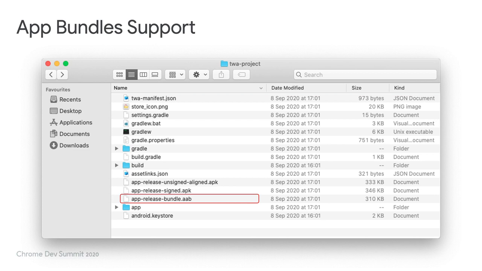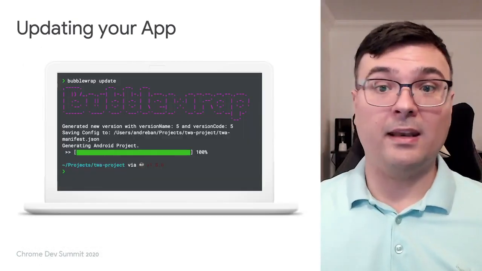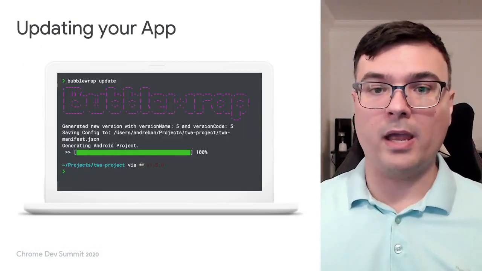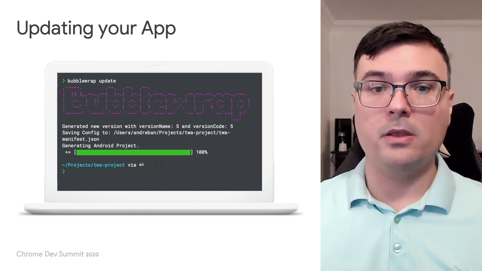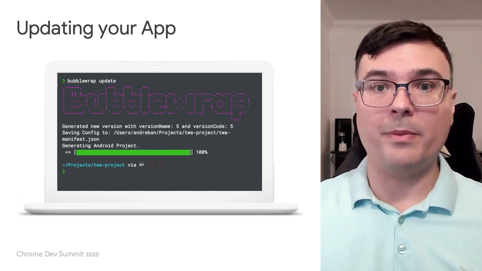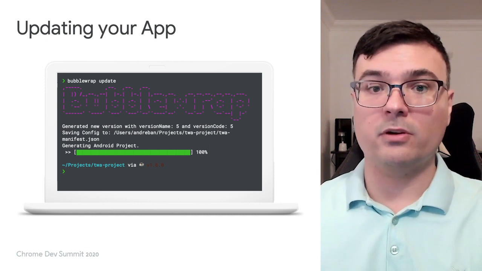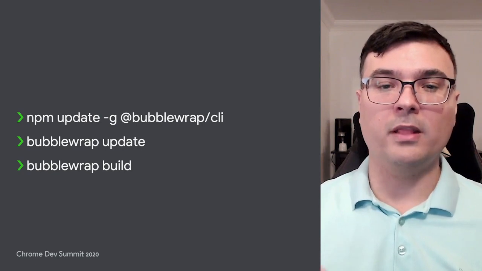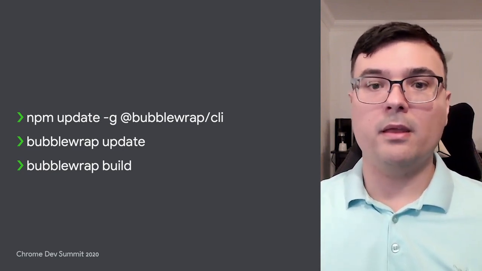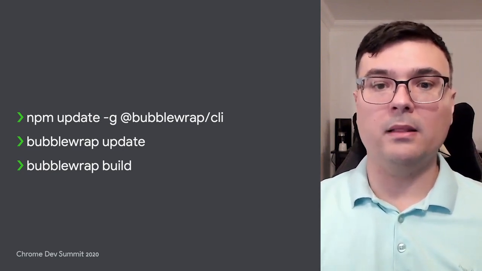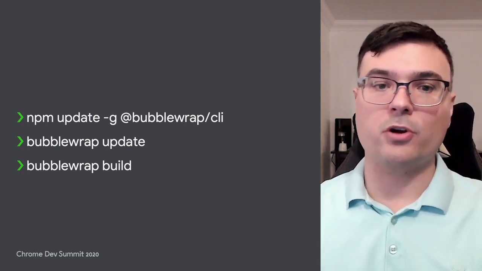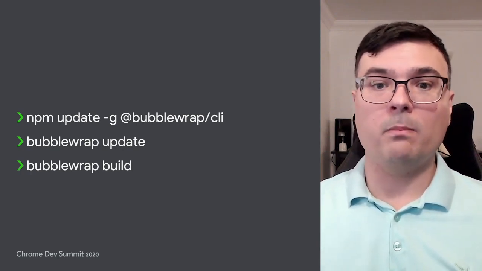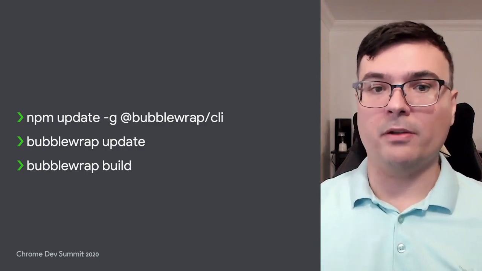Developers should now prefer this format, as it will be required by the Play Store starting on the second half of 2021. As a developer creating an Android app, you will need to update your app on the Play Store from time to time. Reasons might include new Trusted Web Activity features or changes to the Android ecosystem. To update an application, start by ensuring you have the latest version of Bubble Wrap. Then, run Bubble Wrap Update to apply the latest application template to an existing project. Finally, run Bubble Wrap Build to generate the application binary.